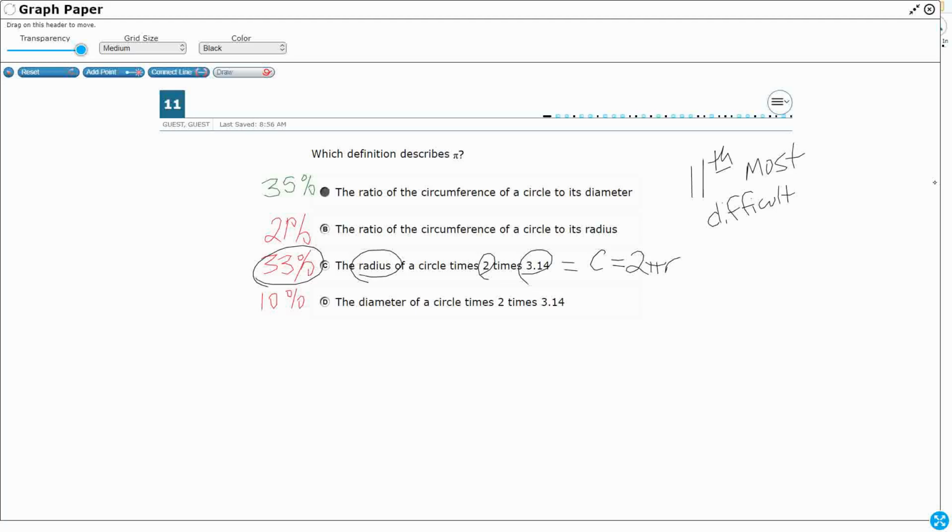This is a difficult problem simply because it's pure definition. There's not even really any calculation that needs to happen. We need to know what pi is. And a lot of times when we as educators are introducing pi to our students, we might talk about the fact that it is a ratio, but for the most part, students just remember, oh yeah, pi.